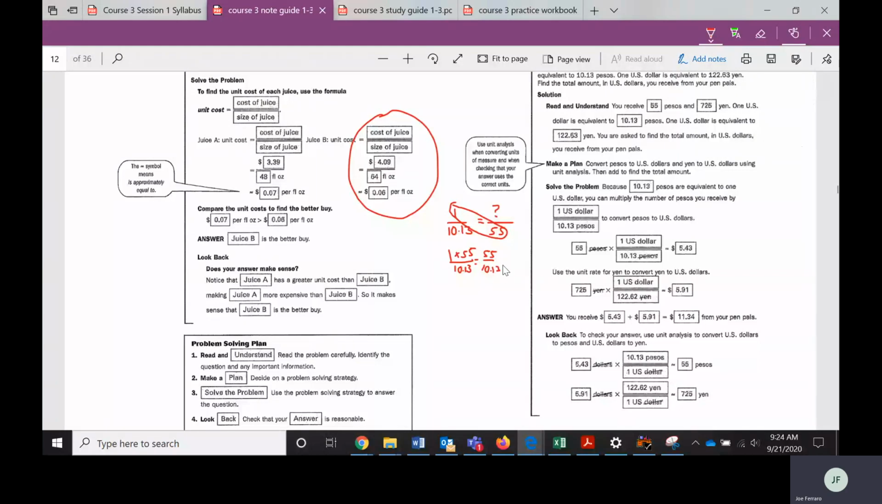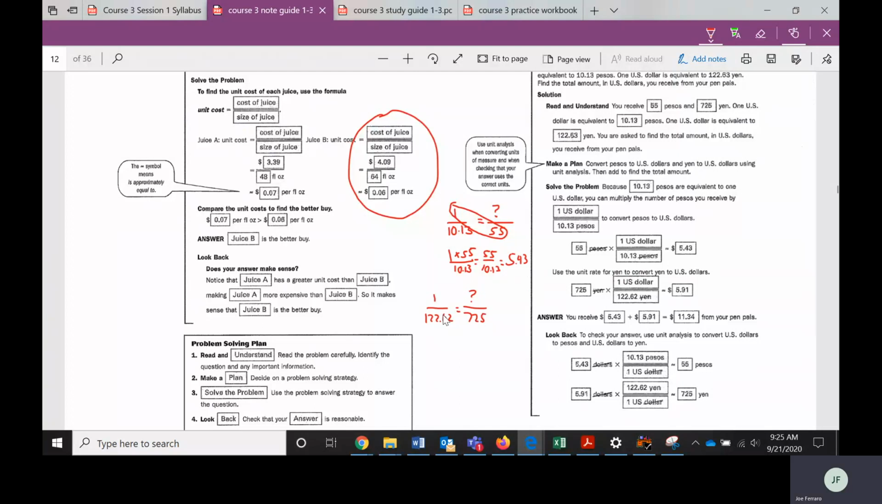By 10.13, and then you're still going to get that 5.43 that they get. So you get $5.43 in pesos, and then you do the same thing for the yen. You have $1 is 122.62 yen. We don't know how many US dollars that is, but whatever it is, they gave us 725 yen.